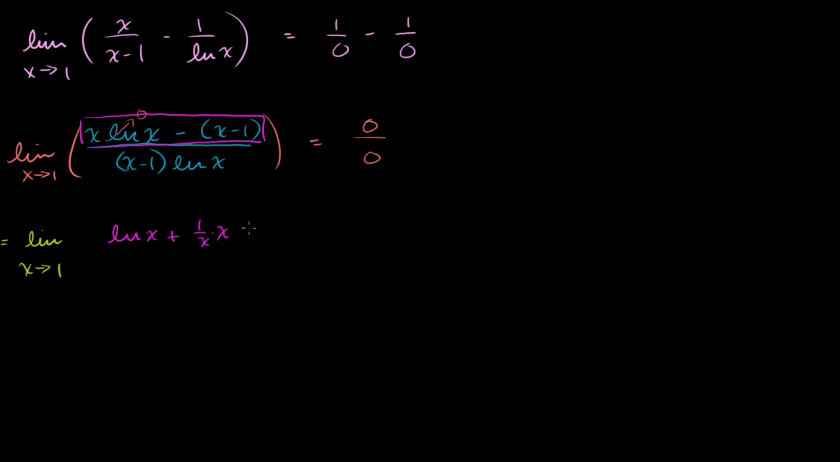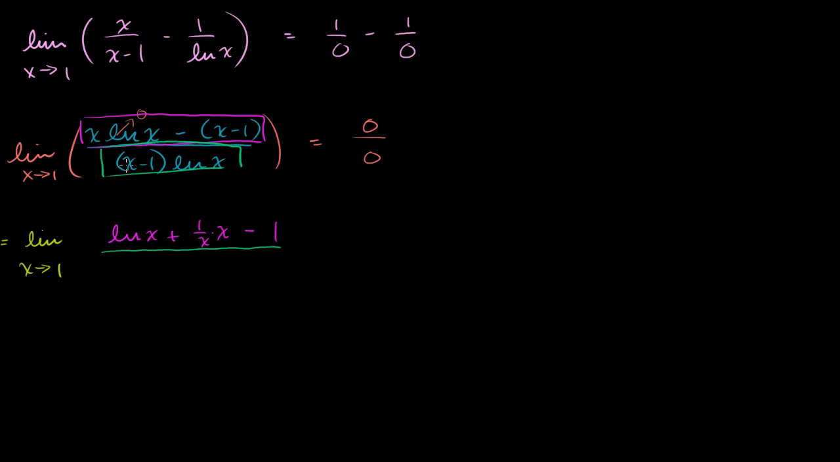And then we have minus the derivative of x minus 1. Well, the derivative of x minus 1 is just 1, so it's just going to be minus 1. And then all of that is over the derivative of this thing. So let's take the derivative of that over here.